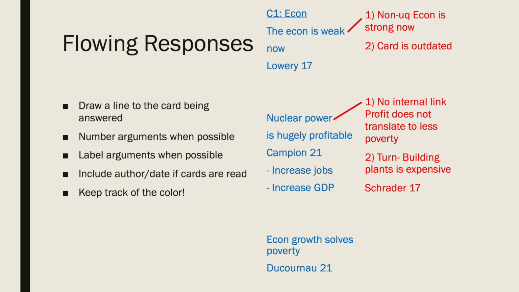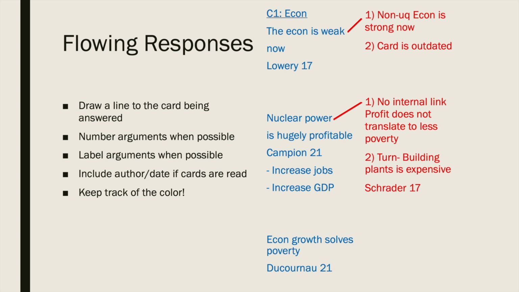Also, label arguments when possible. So if your opponent is making a non-unique, write non-unique on the paper. If your opponent is making a turn, write turn on the paper, because it's really important to remember and understand the implications of these arguments when you're refuting them. So if you just write down the analysis and you don't write down the word turn, then you might forget that that is actually offense that your opponent could potentially win the round off of, and so you undercover it. So make sure that you label the arguments with their proper title when applicable.